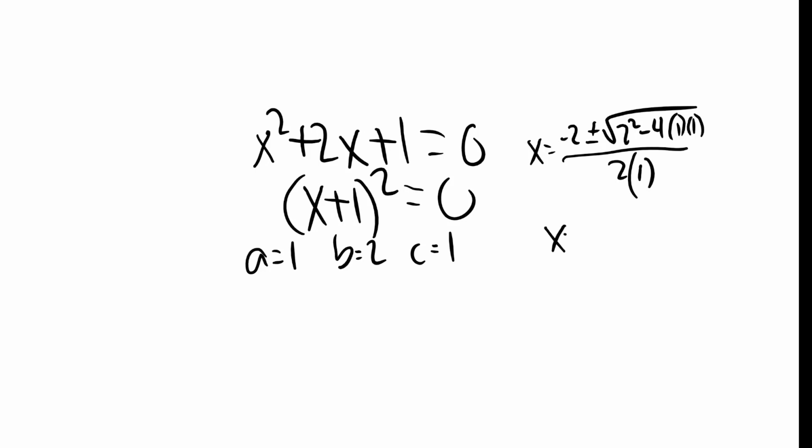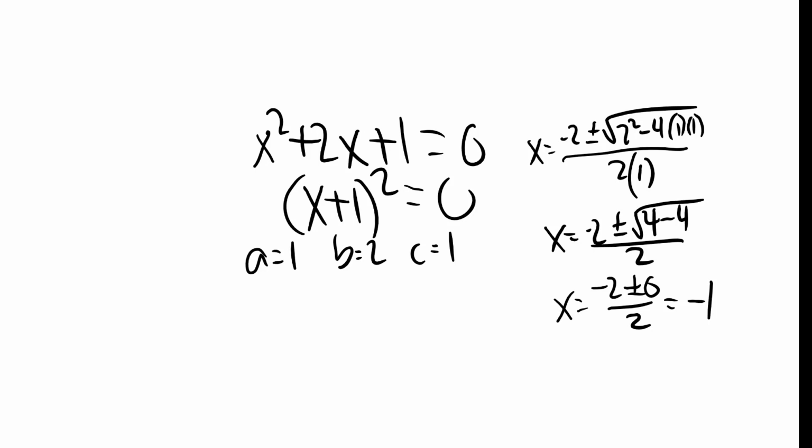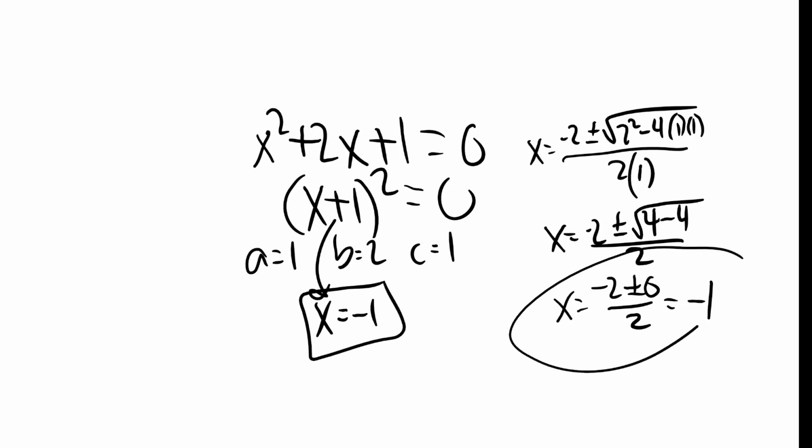We get x equals -2 plus or minus the square root of 4 minus 4 all over 2. And all we get is 4 minus 4 is 0, so we get -2 plus or minus 0 over 2. But if you add 0 or subtract 0, you do nothing. So this is just -1. And we get the answer here. The same answer we'd get if we finish factoring this. So if you can factor it, you're welcome to. But if you can't factor it, use the quadratic formula. Or if you just don't want to factor it, use the quadratic formula.